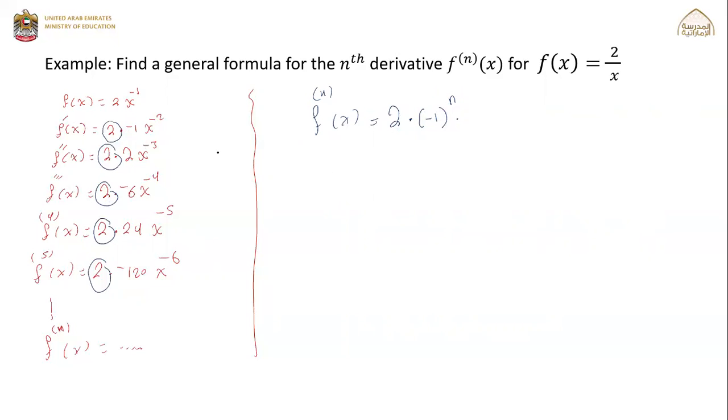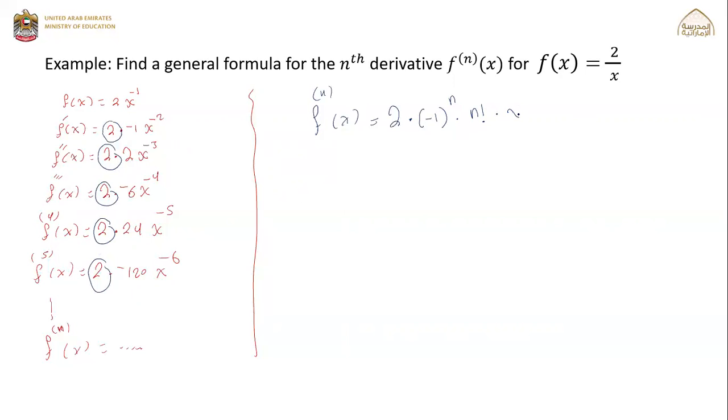After that, I will go to the numbers. First derivative 1, second derivative 2, third derivative 6, fourth derivative 24, fifth derivative 120. If I go to the sixth derivative, it's 720. If I go to the seventh derivative, it's 5040. This is n factorial. You can check: factorial of 1 is 1, factorial of 2 is 2, factorial of 3 is 6, factorial of 4 is 24, factorial of 5 is 120.